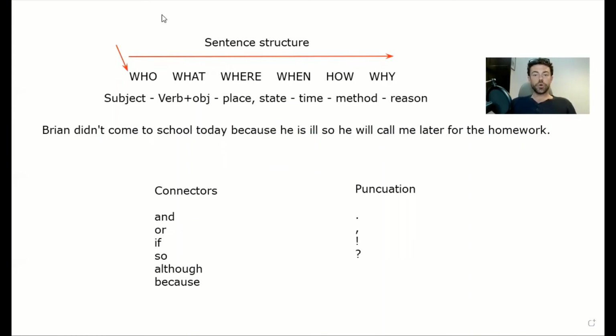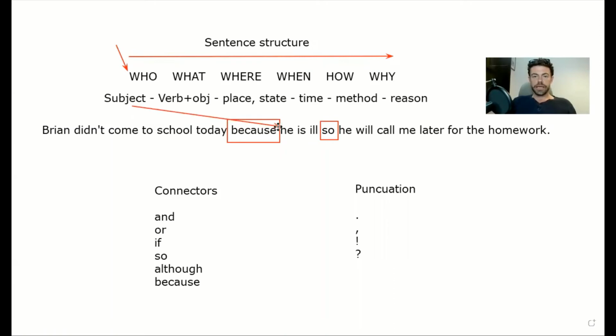So what we need to do is find our connectors. Here we have "because" and "so." Now we can see that these are our connectors because of the position of our subject. We see here at the beginning of each new sentence, we went back to the beginning of the word order and the sentence structure. So we have Brian didn't come to school today. Okay, so there's our first.